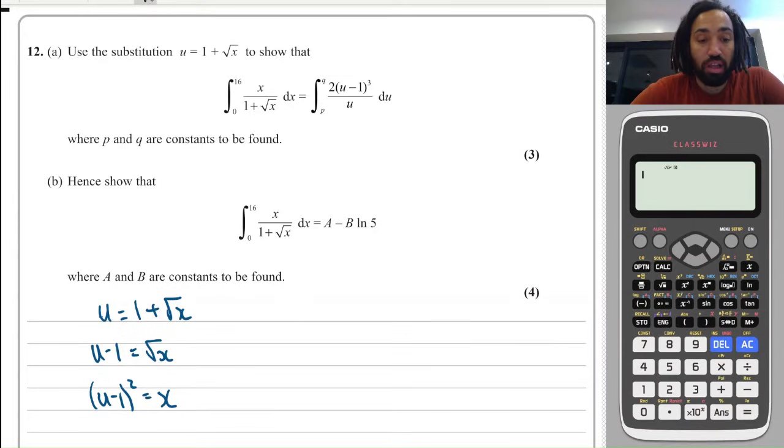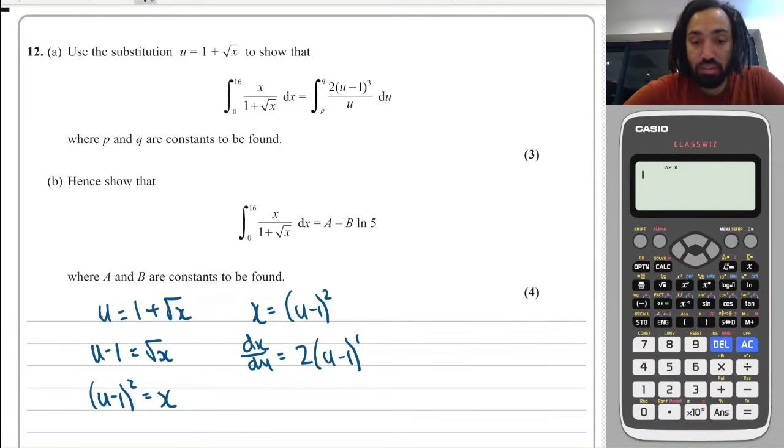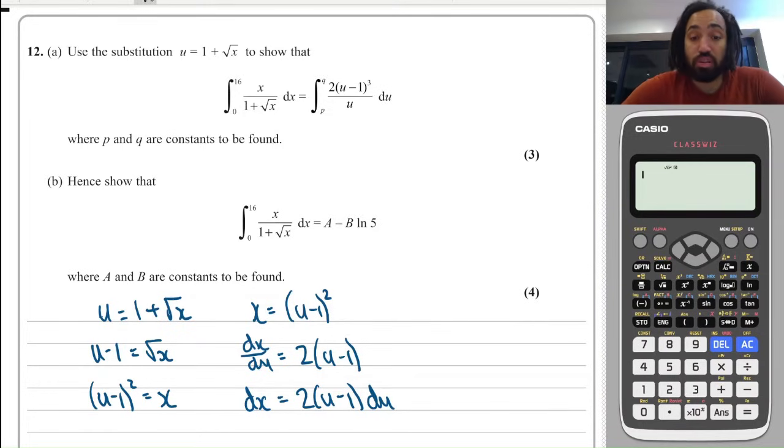So if I write that as x equals u minus 1 squared, and if I differentiate that with respect to u, I get dx by du. And if I differentiate this, I would bring the 2 down to the front. I would drop the power down to a 1, and then I would differentiate the inside of the bracket, which would give me 1. So multiplied by 1 just gives me what I have there. So dx is equal to 2(u minus 1) du. And that's really straightforward. That can go straight in for the dx part.